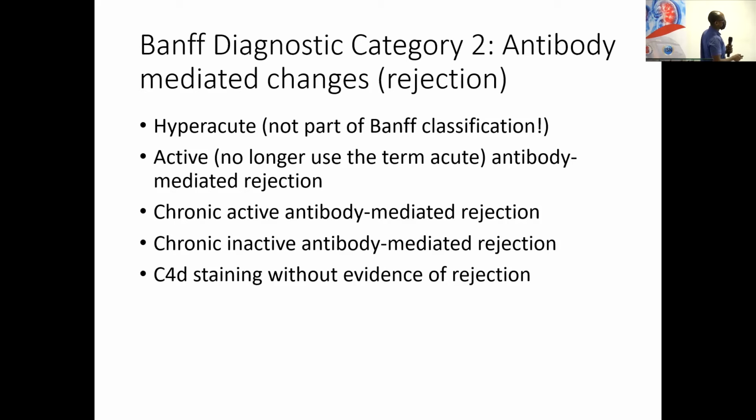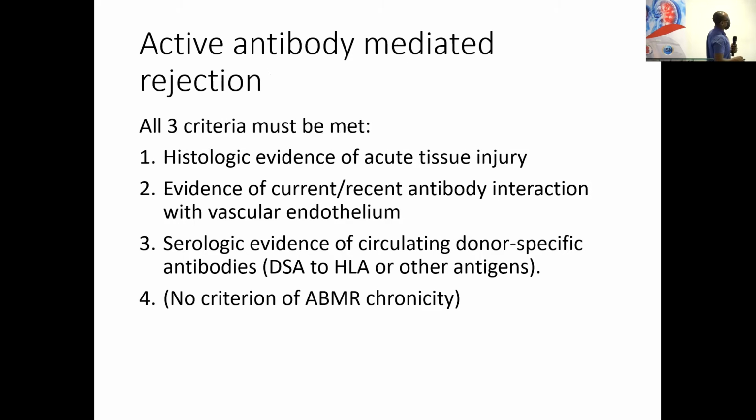The next entity would be chronic active antibody-mediated rejection, chronic inactive antibody-mediated rejection, and finally, a category that may or may not represent rejection if you have C4D staining in a biopsy that doesn't have any other evidence of rejection. So how do we decide that a biopsy has active antibody-mediated rejection? So you must have these 3 criteria: that there is evidence of acute tissue injury on the biopsy, there is evidence of current or recent antibody interaction with the vascular endothelium, and that you have serologic evidence of circulating donor-specific antibodies. Obviously, then you also need that you do not have any evidence of chronic tissue injury, because that would make it a different category.